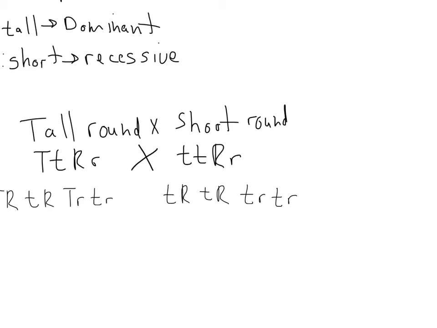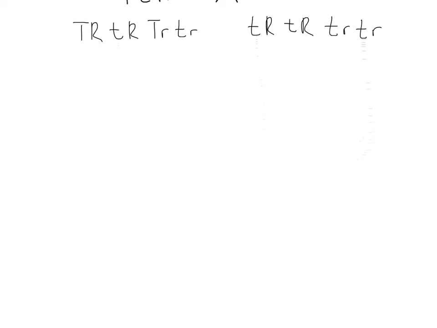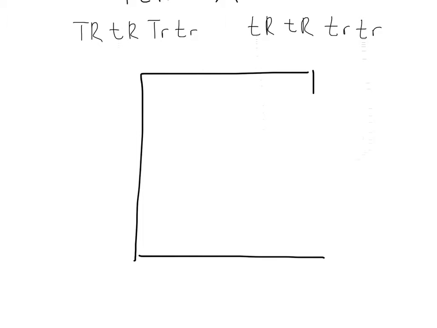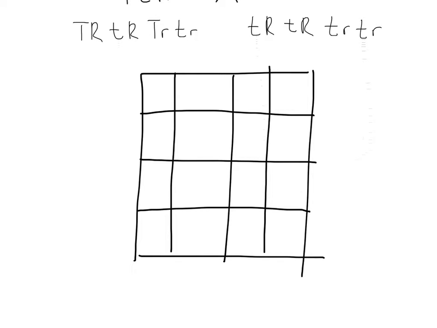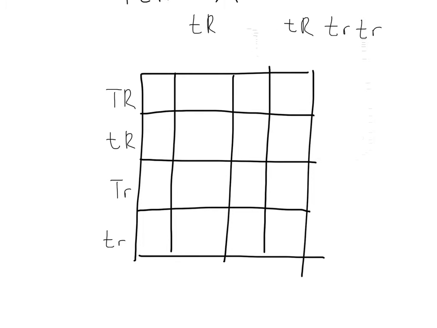Now we draw our Punnett square. The Punnett square is going to be a grid that is 4 by 4. And on the one side of the grid, we're going to put all the gametes from here, so all of these will go here. So that goes there, that goes there, that goes there, and that goes there. And then same for here.